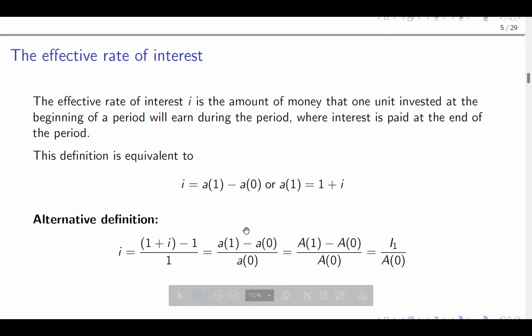The alternative definition is given below. i is giving us your accumulation function at time 1 minus the accumulation function at time 0, all divided by the accumulation function at time 0. Okay.